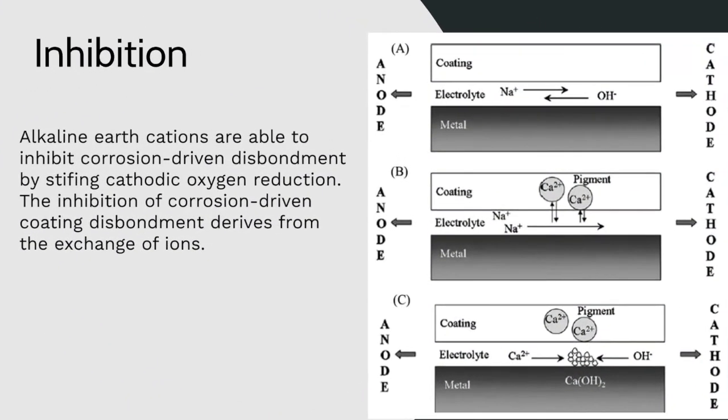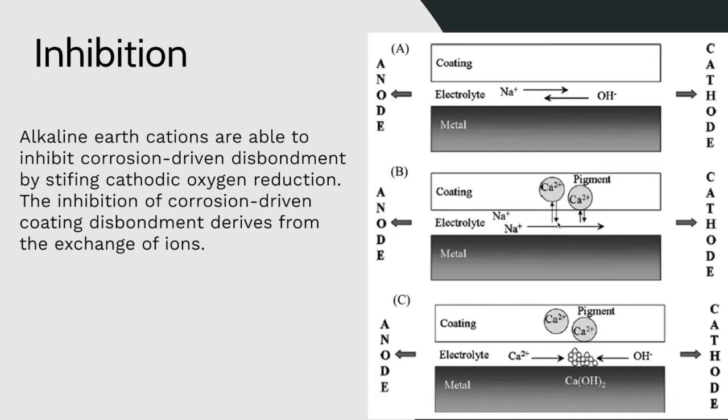Okay. And the other method is the inhibitor. This is the anode, cathode, with the electrolyte in the middle. This is the coating on the metals. From that pigment, the coating can release calcium ions, which later will inhibit the corrosion process. The corrosion process is actually an electrochemical process, right?